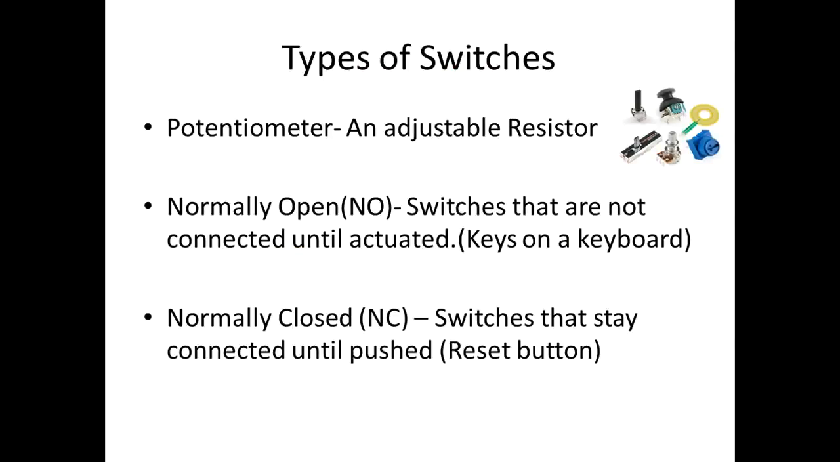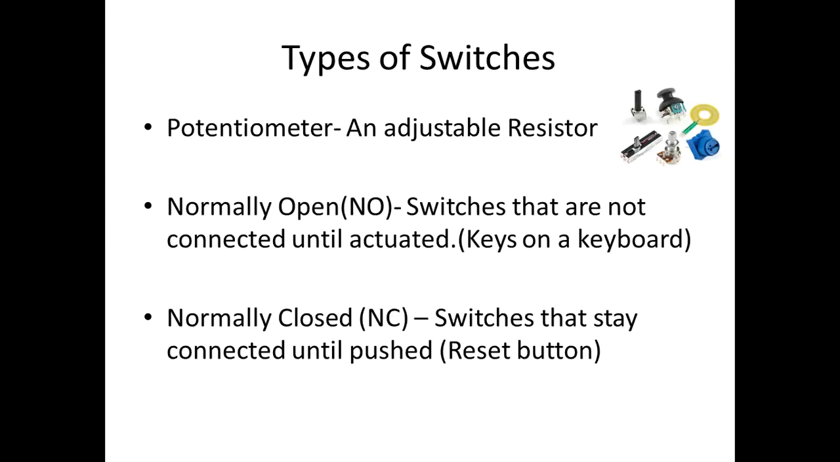There are a couple different types of switches. A potentiometer is really just an adjustable resistor. It changes the amount of resistance that's going through the switch at that time. It can go from all of it being resisted, to being off, to no resistance whatsoever. Usually this is used in something like turning the volume up.